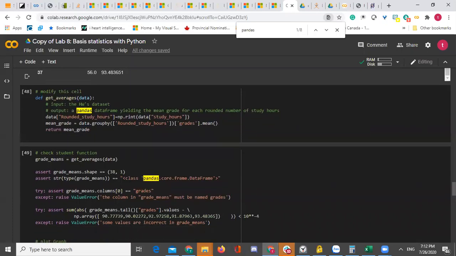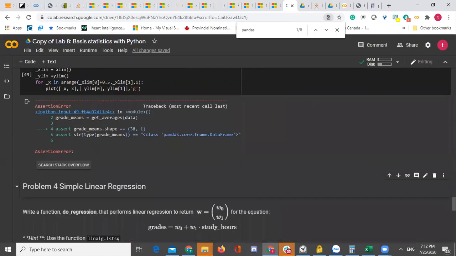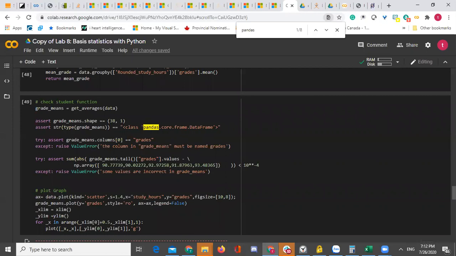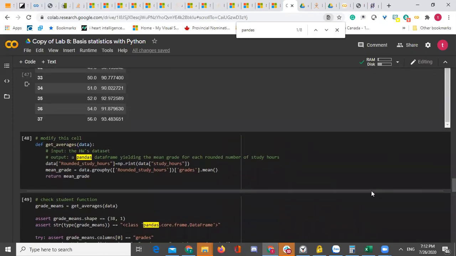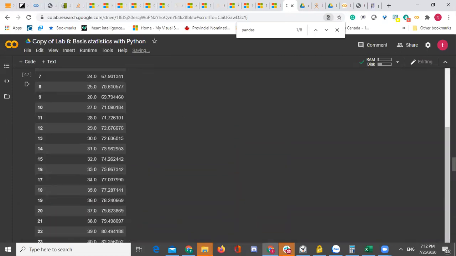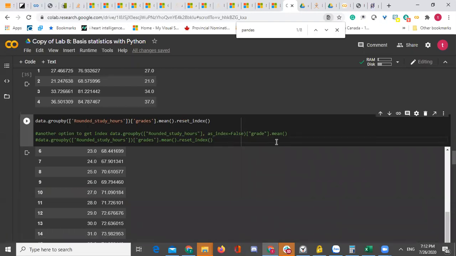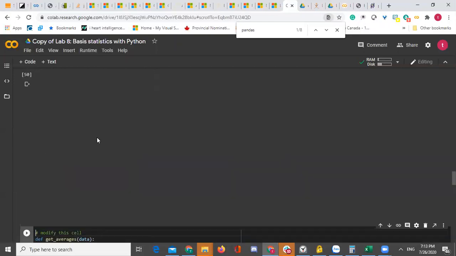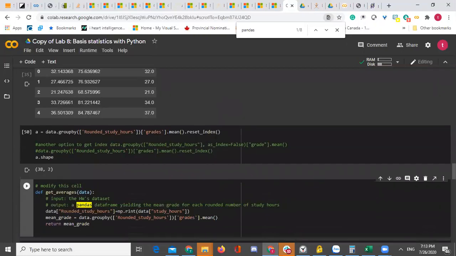Let's try to get the shape of this one above. Not there, above. Just above. Cell 47. Try to get the shape. Oh, okay. Yeah. Right. The first line. Try to get the shape on the first line. No. Okay. A dot shape. Yes. 38.